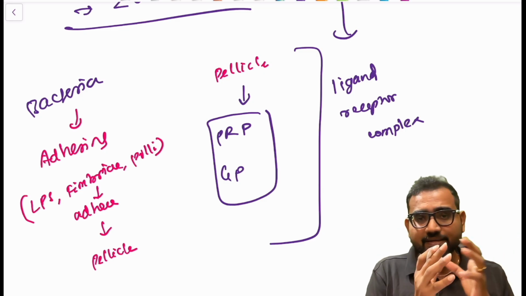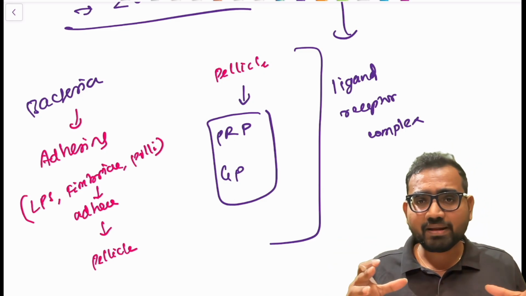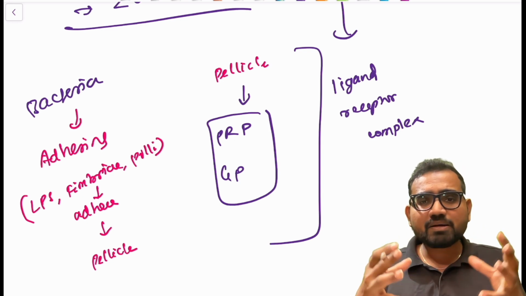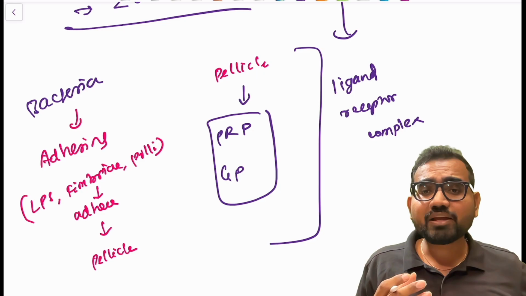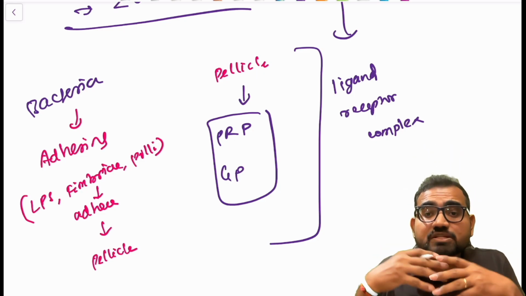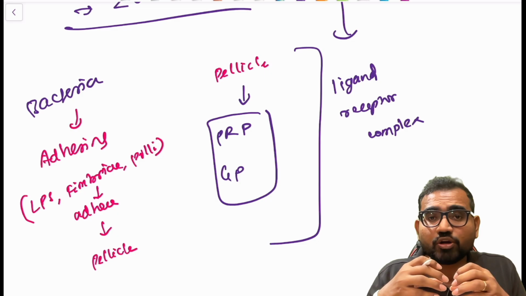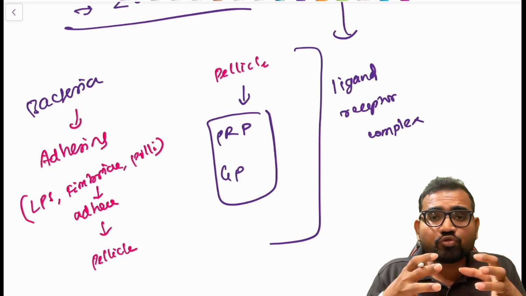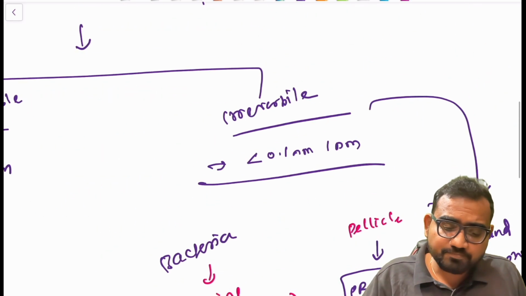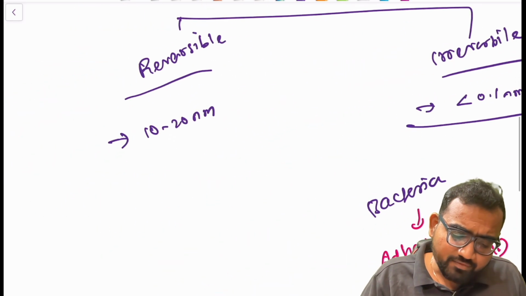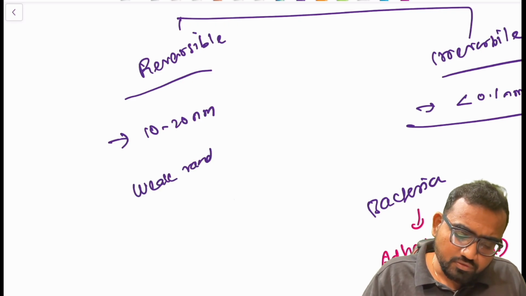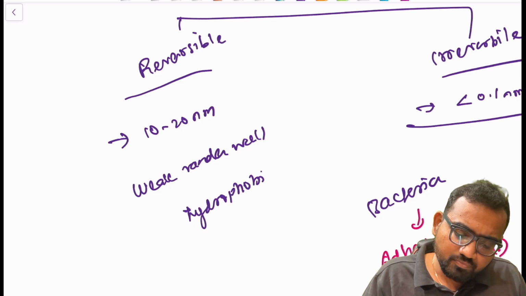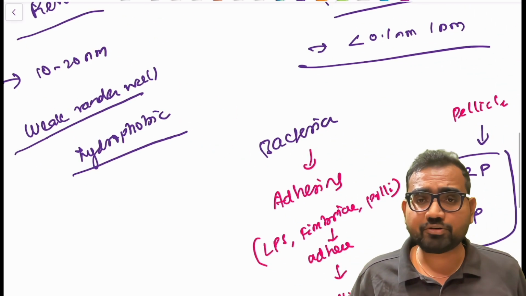Once the bacteria, with the help of adhesins like fimbriae or pili, attaches itself to the pellicle, if it is at a distance of 10 to 20 nanometers, it is reversible addition and it can still be removed. If it attaches at less than 1 nanometer, it becomes irreversible addition. In the irreversible addition, there is formation of a ligand receptor complex, and the complex is extremely strong, so you cannot remove it. Whereas in the case of a reversible addition, there are weak van der Waals forces or hydrophobic interactions.